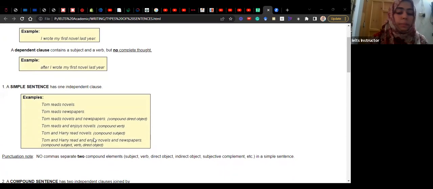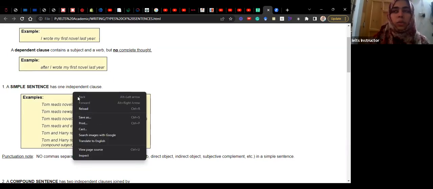Okay, just start with the simple sentence. A simple sentence has one independent clause. Okay, what is meant by one independent clause? It is a phrase or a combination of words that is enough to deliver the meaning on its own.